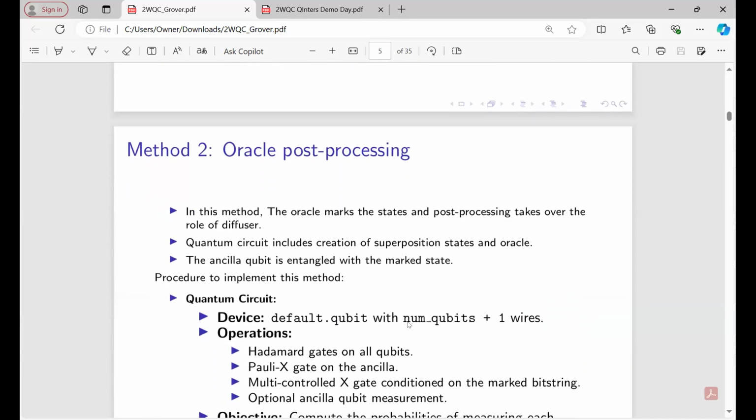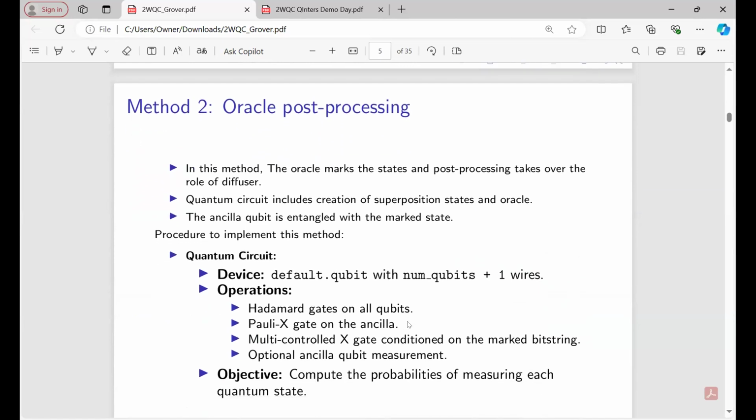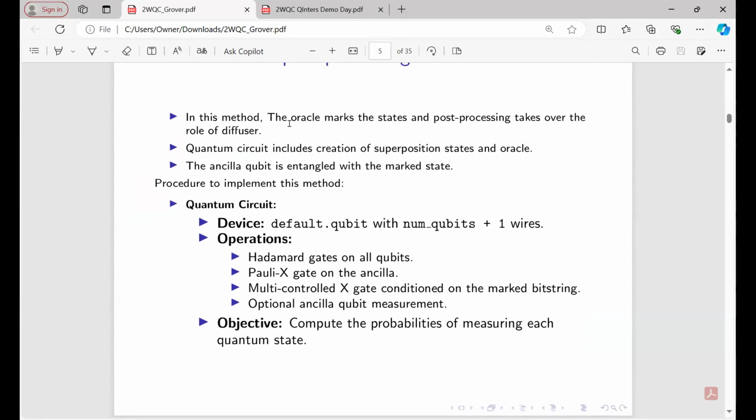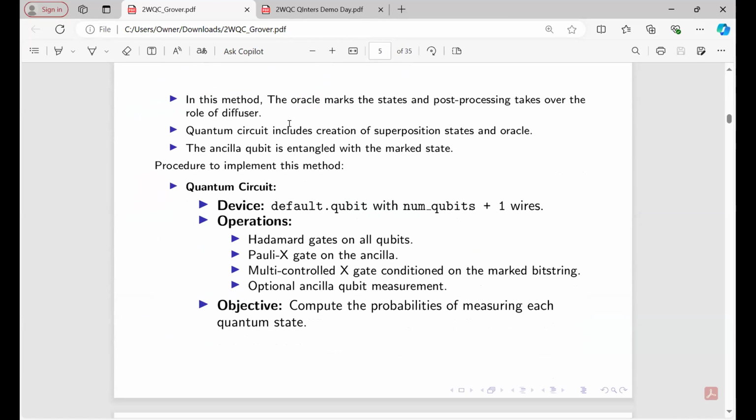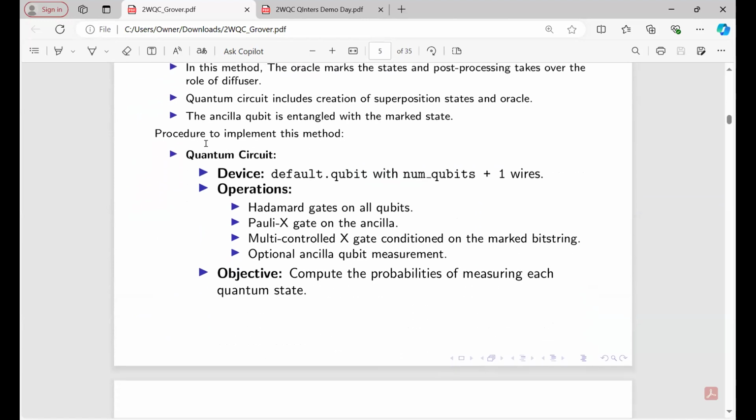And this is the oracle post-processing, where it makes states take over the role of the diffuser, and the ancilla qubit is entangled with the marked state. This is an explanation of the quantum circuit we used.